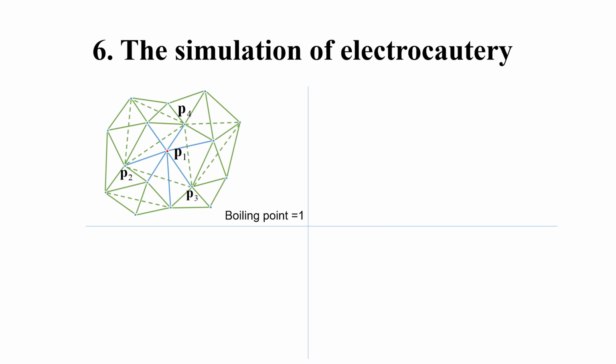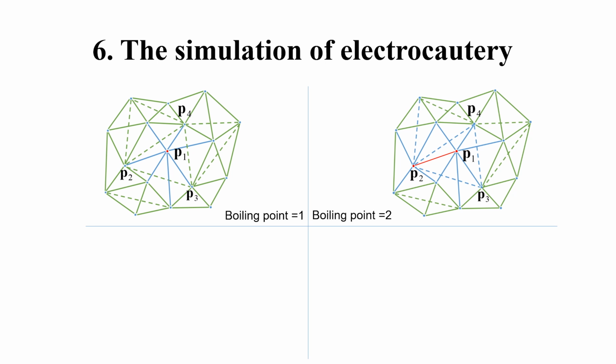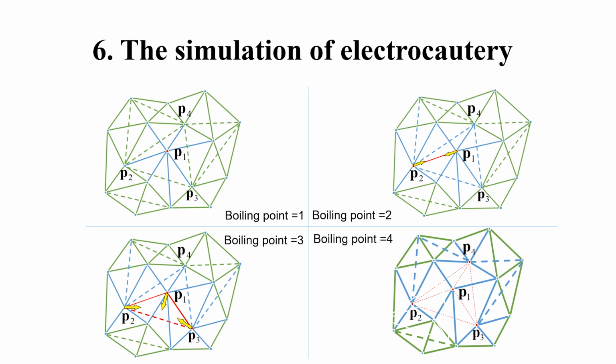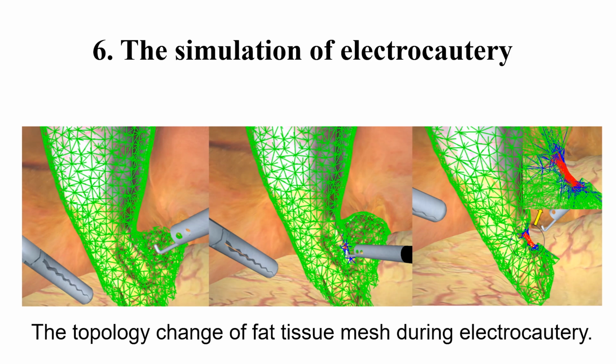The red point P1 indicates that its potential has reached the threshold T, boiling point. Consequently, the tetrahedron is in the heated state, blue edges, but the length is unchanged. P1 and P2 reach the boiling point, then the tetrahedron begins to burn. The red edge indicates that it is burning and the volume of the tetrahedron begins to decrease. P1, P2, and P3 reach the boiling point. Once the four vertices of the tetrahedron are at the boiling point state, the tetrahedron will be deleted. This shows the topology change of fat tissue mesh before and after electrocautery.